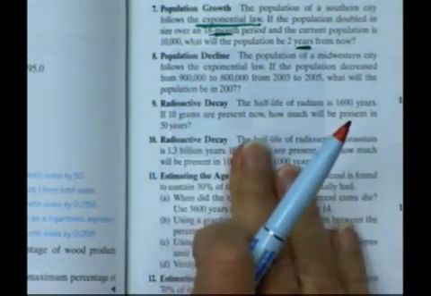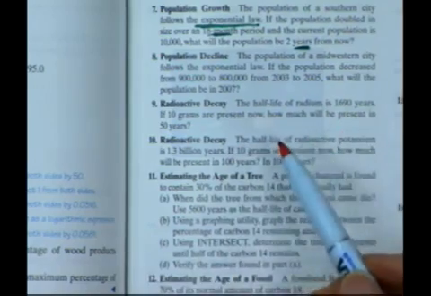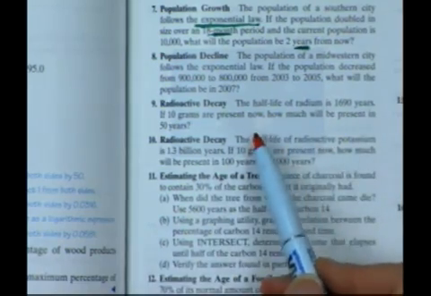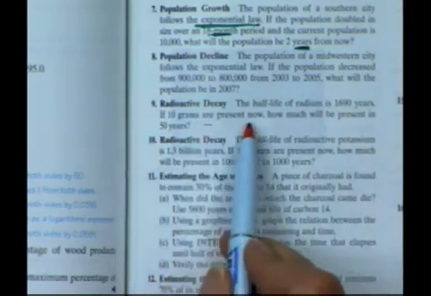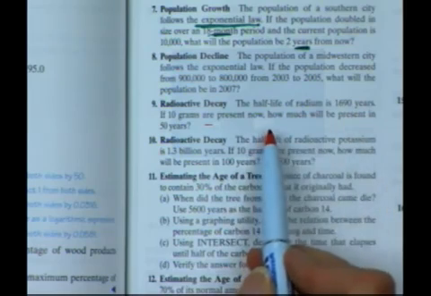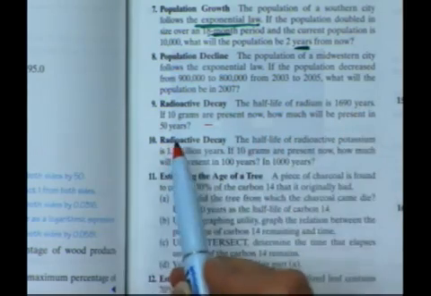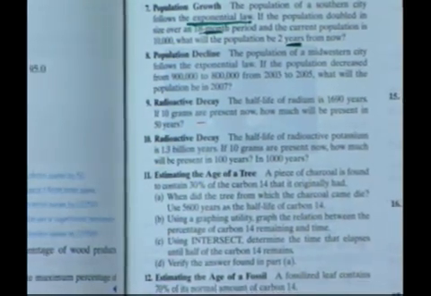I felt like we did this one in class. Wasn't that an in-class example? Go back in your notes. I'm 99% sure we've already done this problem. 1,690 years. If 10 grams are present now. I think we did do this. I think we did too. How much will be present in 50 years? Let's just get it set up, and then I'm going to invite you to go back to when we did section 4.8.